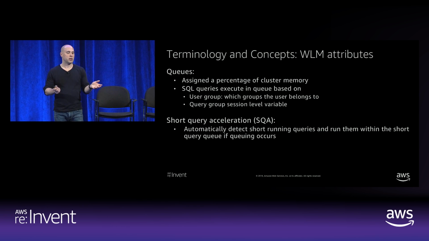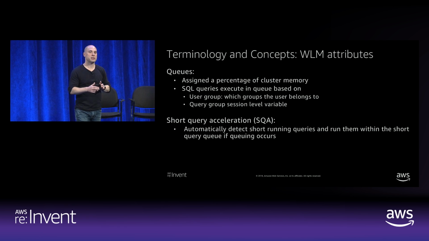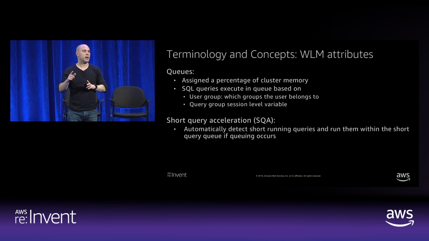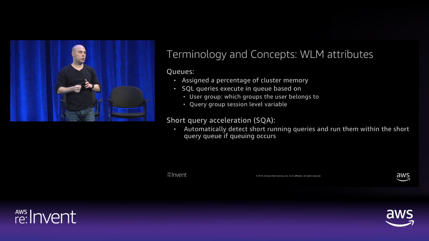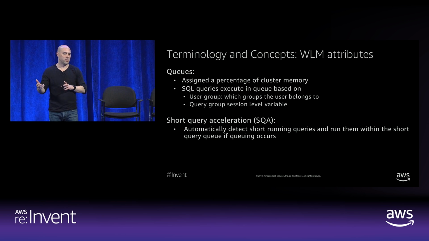We also have a concept that we call short query acceleration. It's quite literally a checkbox in the console, and you can either disable it or leave it on. I recommend leaving it on. What this feature does is, if a queue is full and we detect that the incoming query is a short running query, maybe it's only going to run in a few seconds, we bounce that into a special queue that we call the short query queue, and it runs immediately. The idea here is to make short running queries continue to run even if the system is fully loaded up.